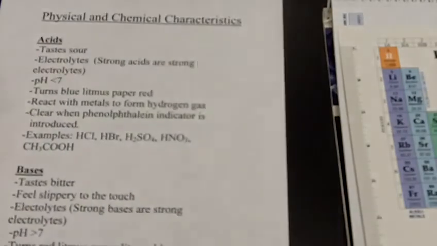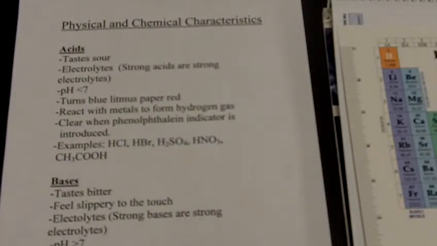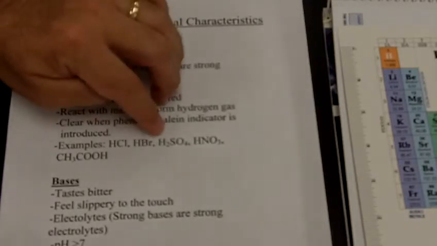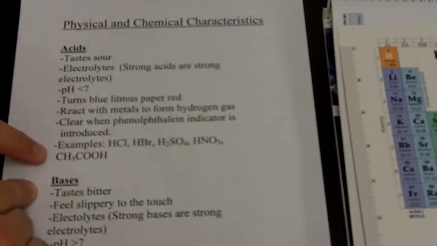So what are some examples of acids? We've looked at a couple. Hydrochloric acid certainly is an acid. We've looked at hydrobromic acid, HBr, sulfuric acid, H2SO4, nitric acid, HNO3, and a weak acid, and I'll discuss those a lot more later on, acetic acid.